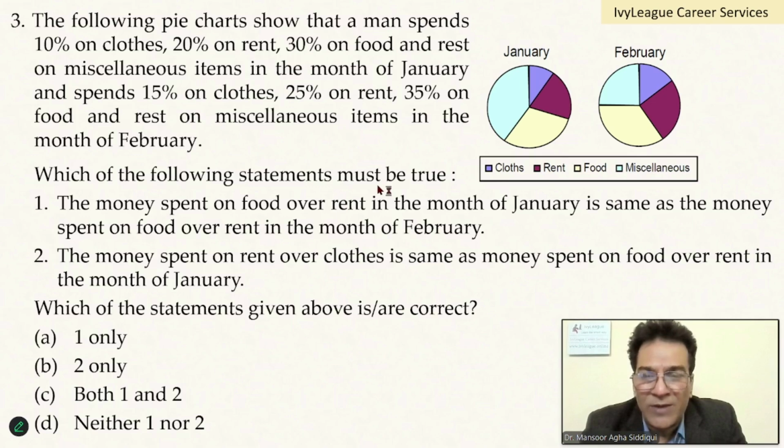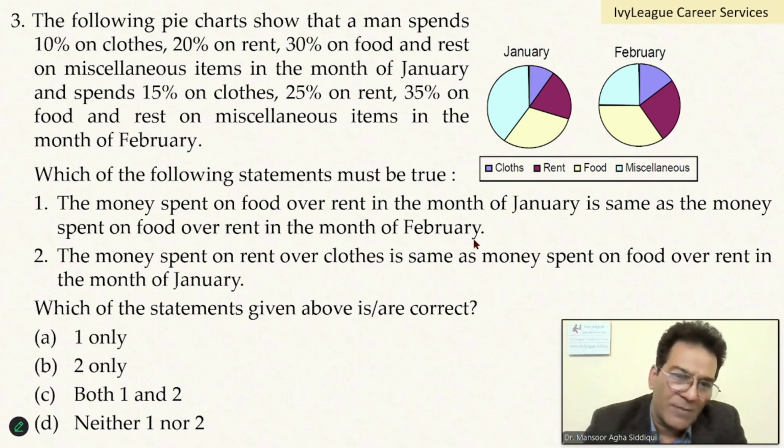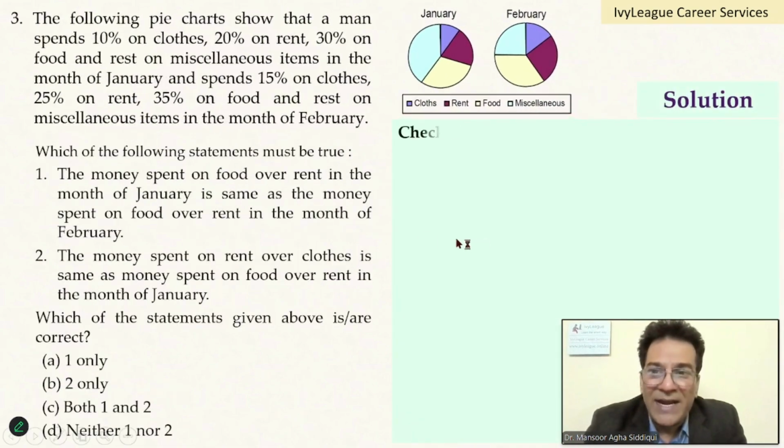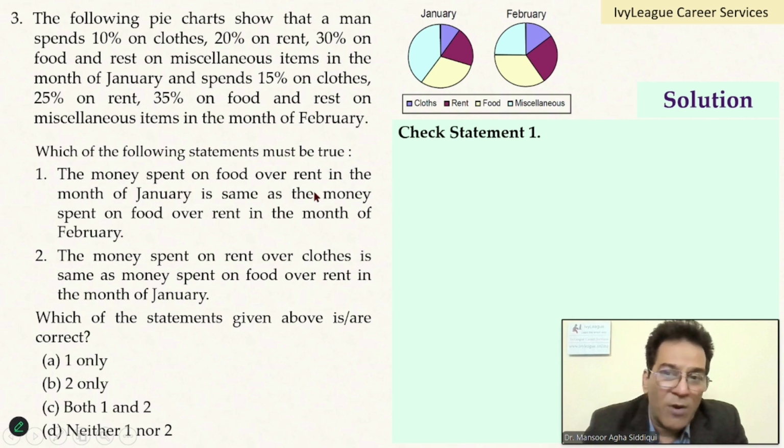When I read this particular thing, then I will have to read the first statement. The first statement says, the money spent on food over rent in the month of January is the same as money spent on food over rent in the month of February. At this particular stage, I can make a mistake. And the mistake which I can make is I may end up thinking that they are talking about food upon rent.